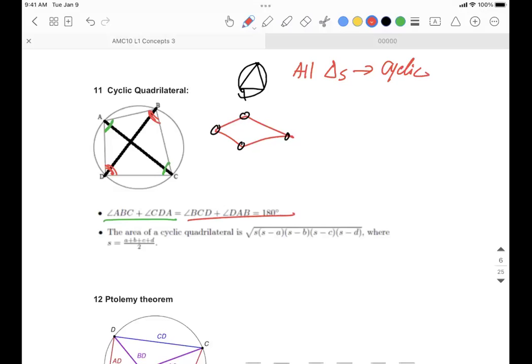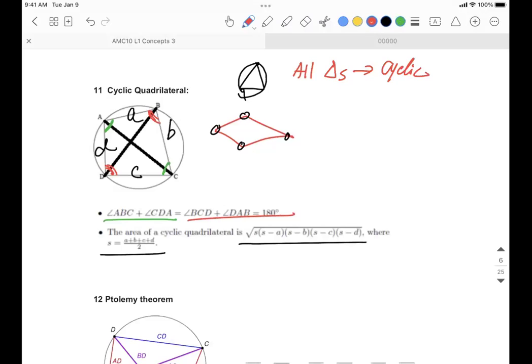And also, as long as you have a cyclic quadrilateral, this is actually a very straightforward way for you to determine the area of this cyclic quadrilateral. Let's say you have a cyclic quadrilateral. This is A, B, C, D, four sides. The area of this quadrilateral is going to be the square root of (S minus A)(S minus B)(S minus C)(S minus D). Okay? So you don't really have to do something too complicated. You will be able to figure out the area very quickly.